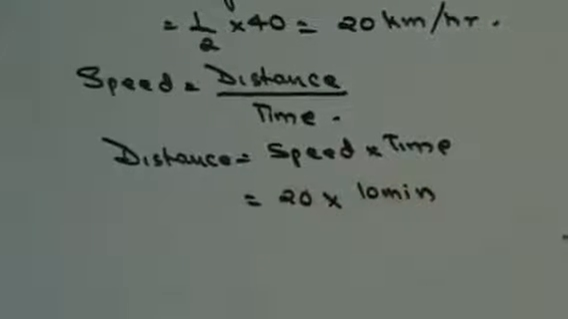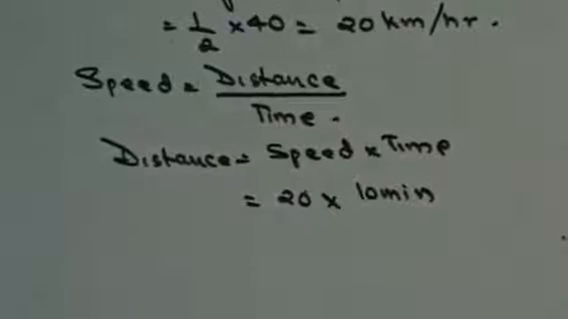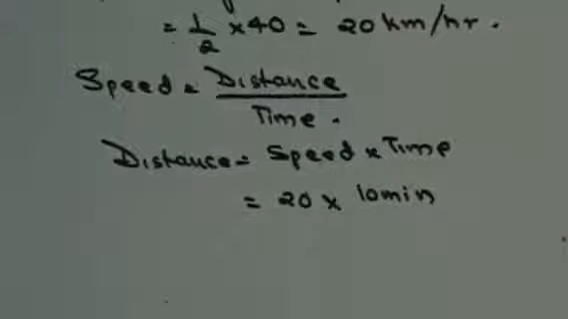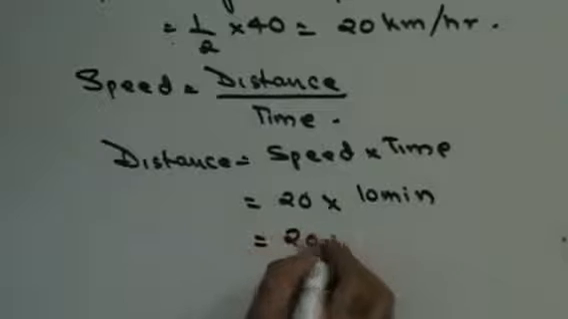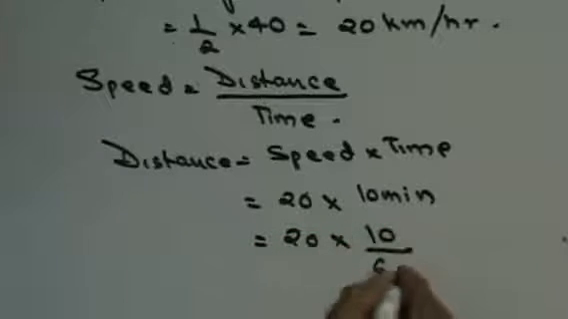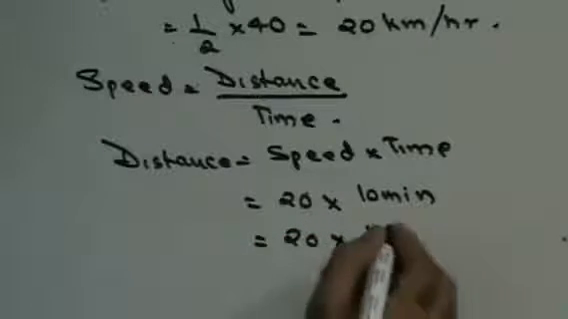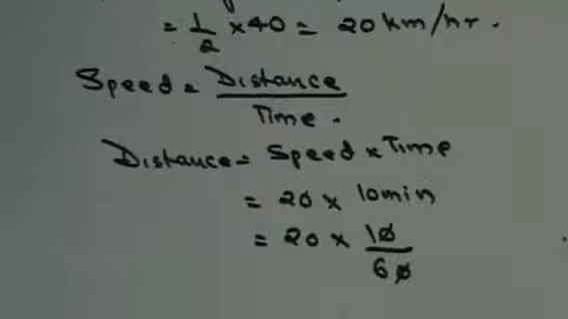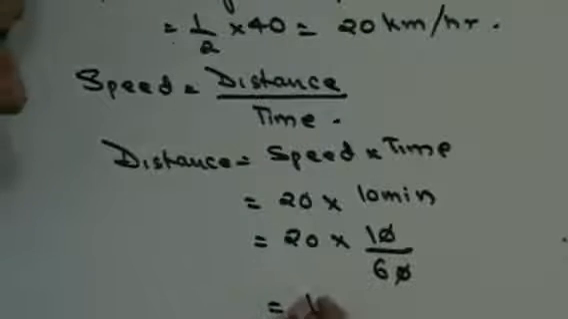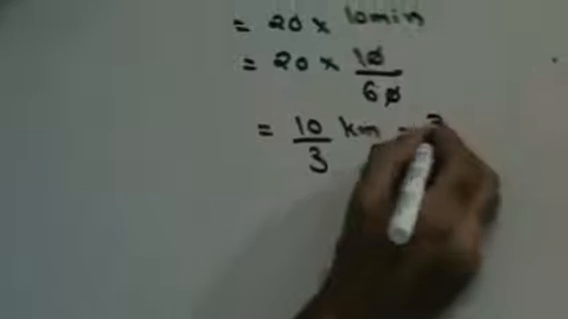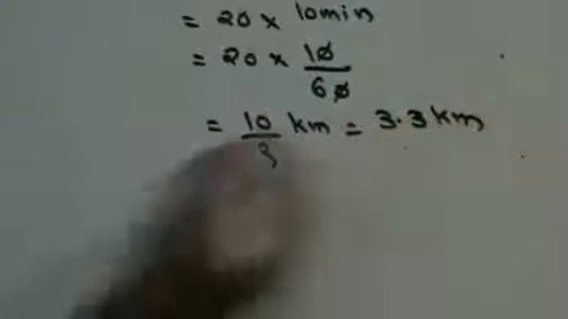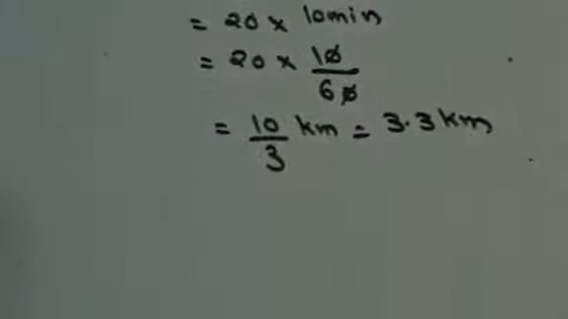Now since the speed is in kilometers per hour, you have to convert time into hours. I explained to you that to convert from minutes to hours, you have to divide by 60. So 0, 0 gone. So the answer is going to be nothing but 10 upon 3 kilometers. That is 3.3 kilometers. So he covers a distance of 3.3 kilometers. Next, let's see another sum, guys.